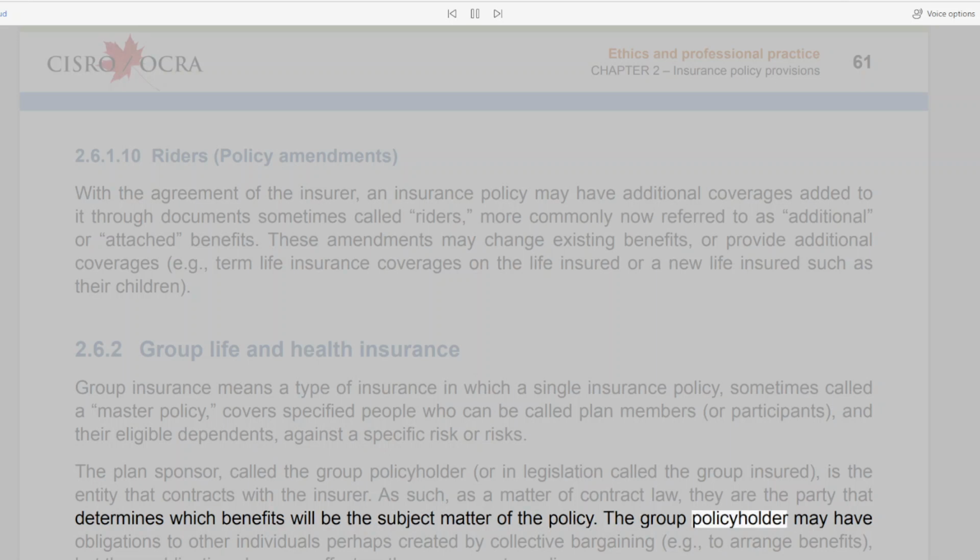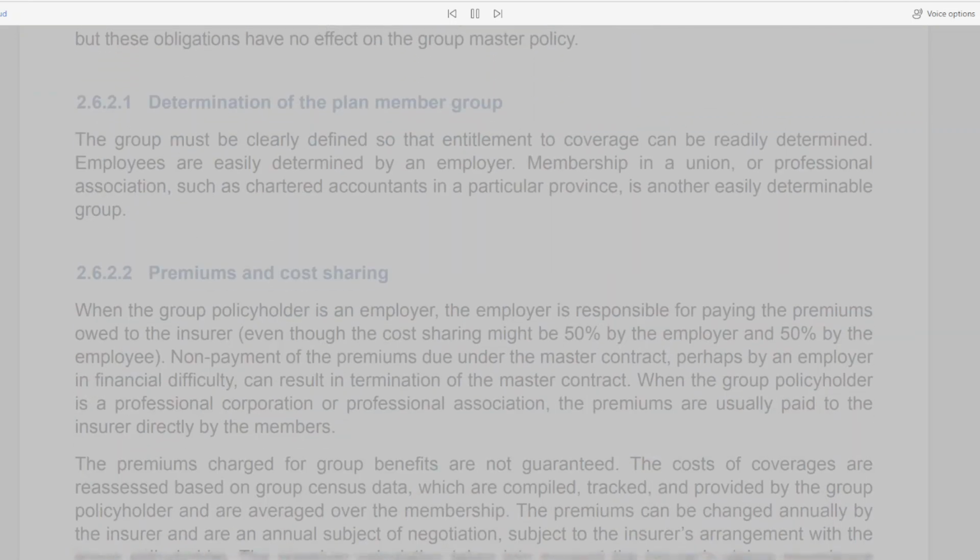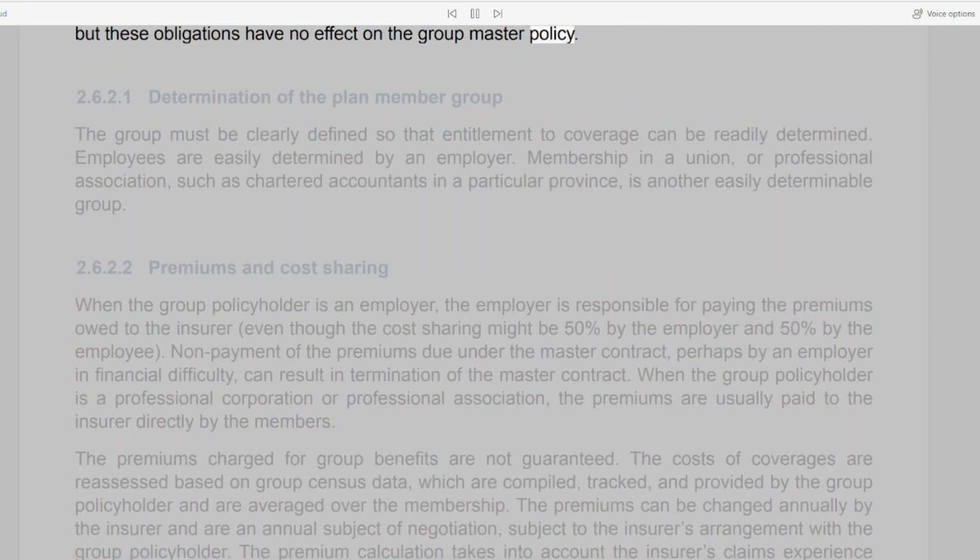The group policyholder may have obligations to other individuals perhaps created by collective bargaining, for example, to arrange benefits, but these obligations have no effect on the group master policy.